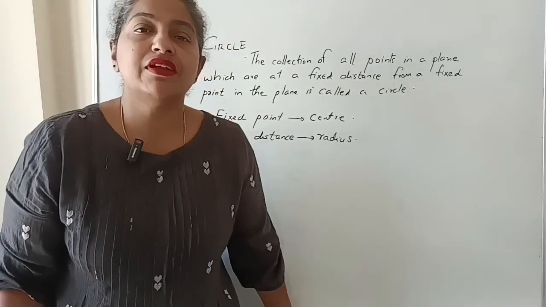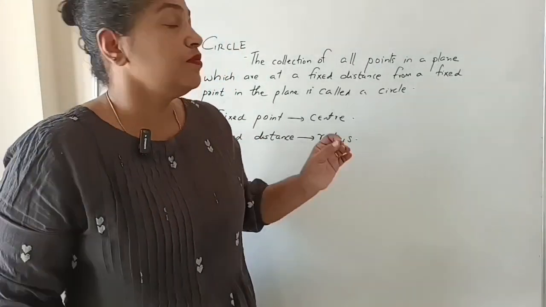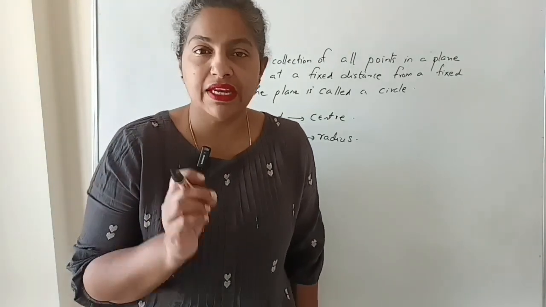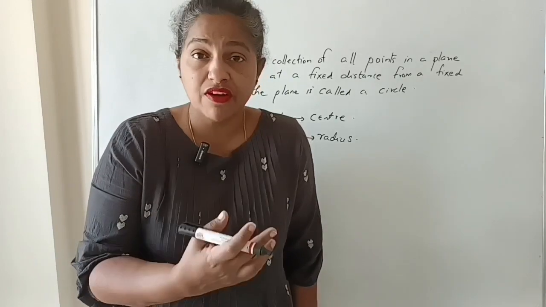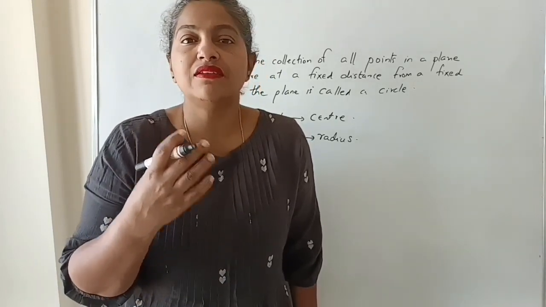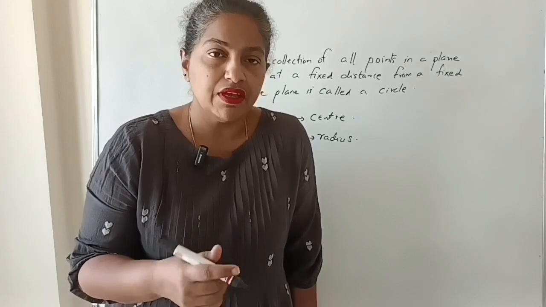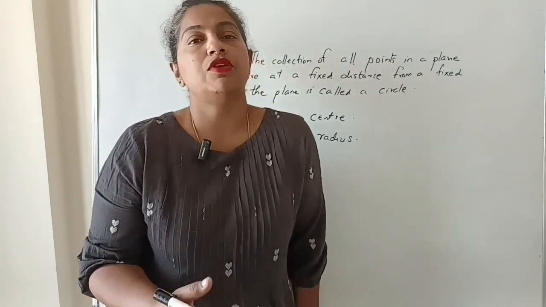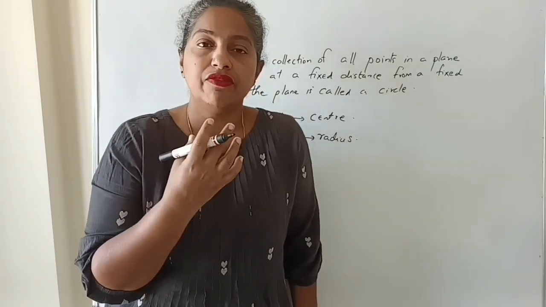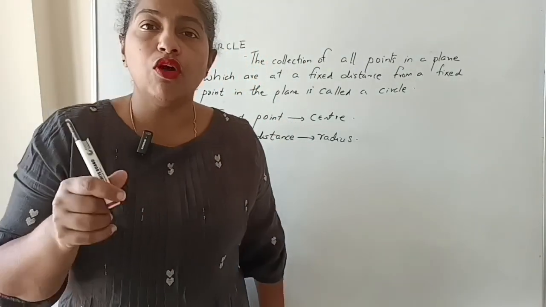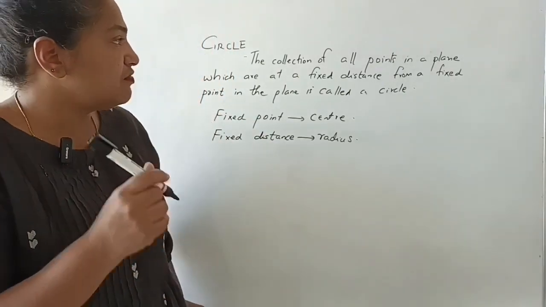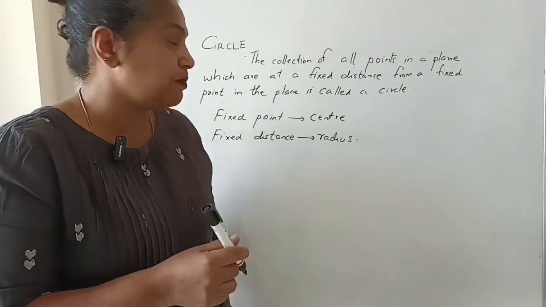Now let us start this chapter with a few definitions that you already know. We will start with the definition of the circle. I am following the definition that is given in your NCERT textbook. If you check different websites or even different reference books, you can find that a circle is defined in a wide variety of ways. But since you are going to appear for a board examination, I will stick to the definitions given in the NCERT book. So it says that a circle is a collection of all points in a plane which are at a fixed distance from a fixed point in the plane.